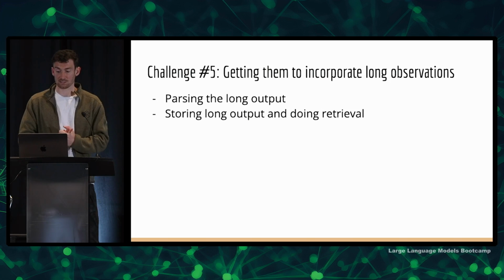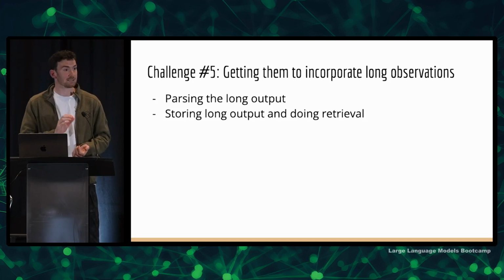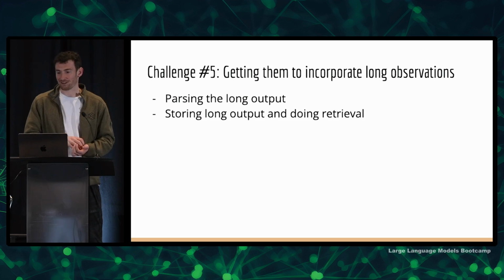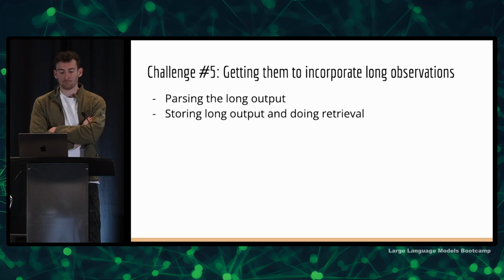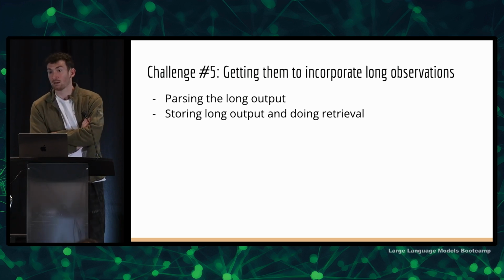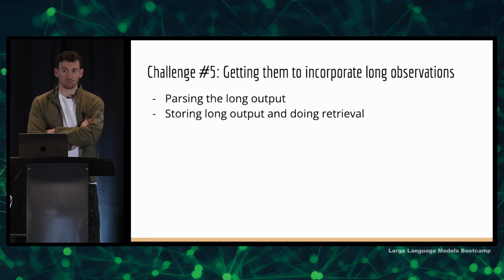Incorporating long observations is another really interesting one. This came up a lot when we were working with APIs, because APIs often return really big JSON blobs that are hard to put in context. So the most common thing that we've done here is just parse that in some way. You can do really simple stuff like convert that blob to a string and put the first like 1,000 characters or something as the response.